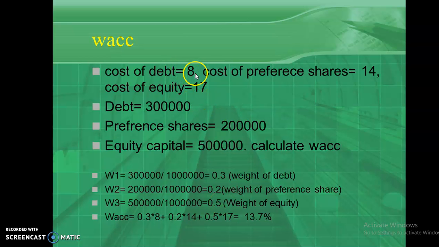And the cost is also already given here. Cost of debt is 8. Cost of preference shares 14. Cost of equity is 17. Then you can apply it in the formula W1K1 plus W2K2 plus W3K3. What's W1? W1 is 0.3. 0.3 into cost of debt, which is given as 8, plus what is W2? 0.2 into cost of preference shares 14, plus what is W3? W3 is 0.5 into cost of equity, which is given as 17. So all these added together give you 13.7%. That's the weighted average cost of capital for the company. So this is the way you can calculate WACC, weighted average cost of capital. Thank you.